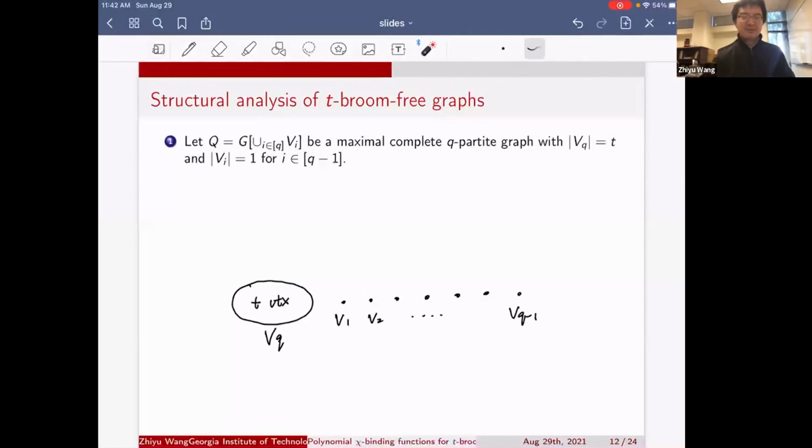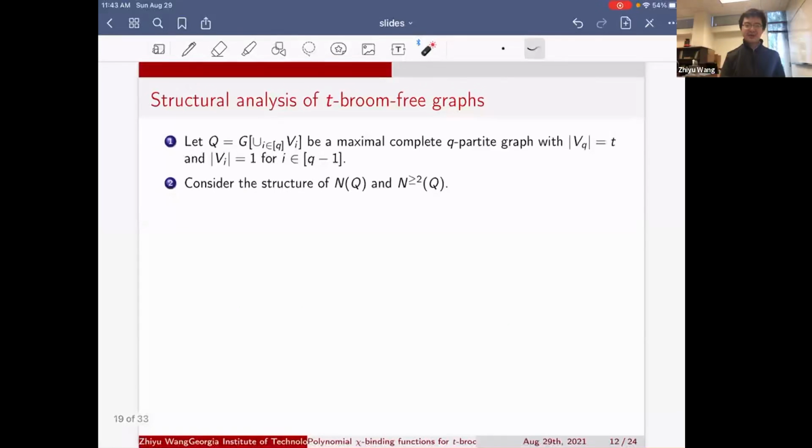The maximal graph we take is this Q, which is a maximal complete Q-partite graph where one part, V_Q, is an independent set of t vertices, and the other parts are single vertices, but it's a Q-partite graph. It looks something like this. Then we want to look at the first neighborhood of Q and the second neighborhood of Q, and hopefully get some good structure out of it.